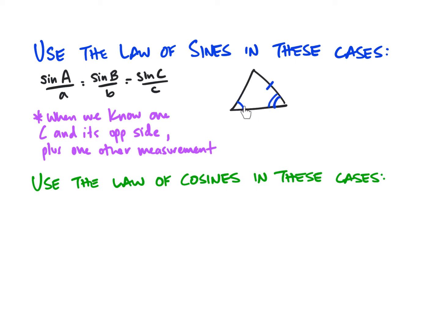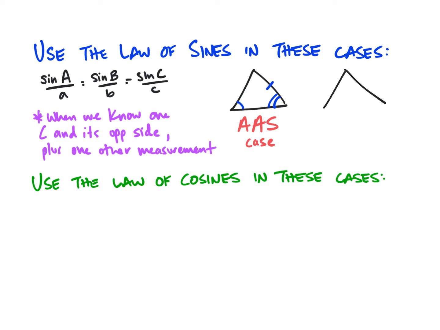So we call this the angle-angle-side case. We can use the law of sines in the angle-angle-side case, which means we have two angles and a side that's not included between them. We talked about angle-angle-side back when we were dealing with proving triangles congruent. It's the same idea. As long as we know two angles and a side that's not between them, we can use the law of sines to find any other piece of information about that triangle. And then there's one other situation, which I've written in purple there.